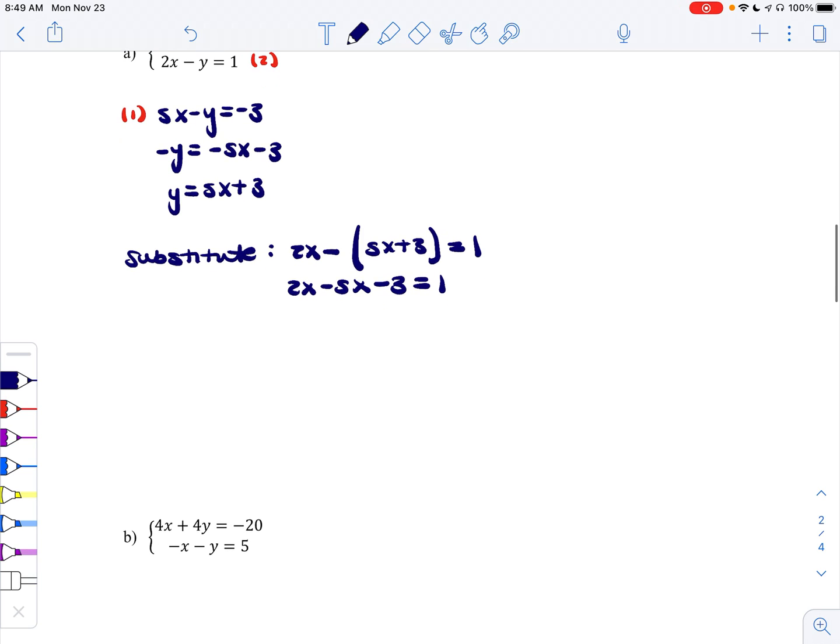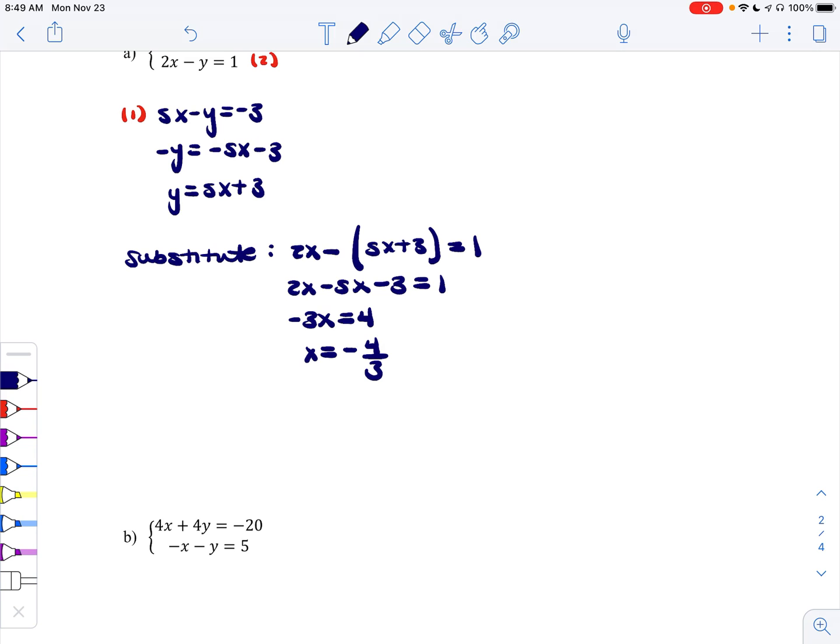And then just continue simplifying, so we can combine our like terms here. 2x minus 5x is a negative 3x. And I'm going to go ahead and add this 3 over to the other side. If we add that over, we would get a 4. And then just divide by the negative 3. So we come out with x is equal to negative 4/3.